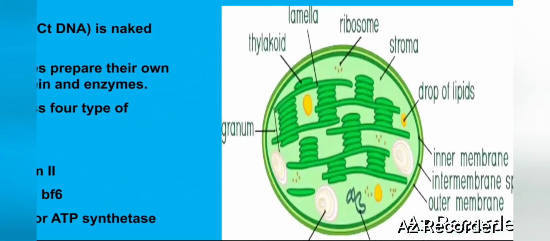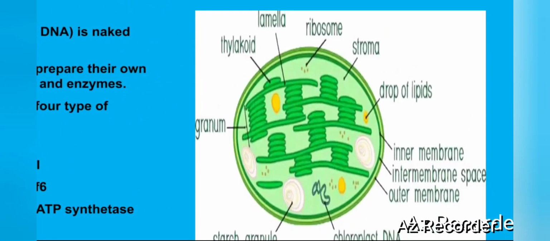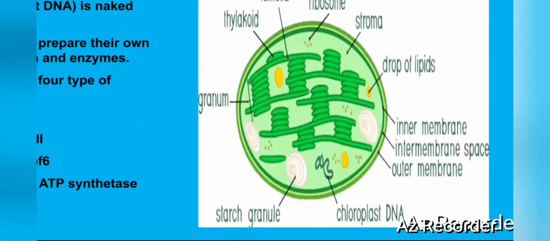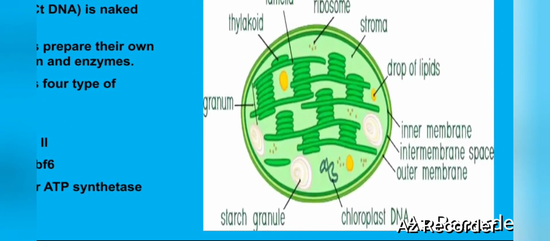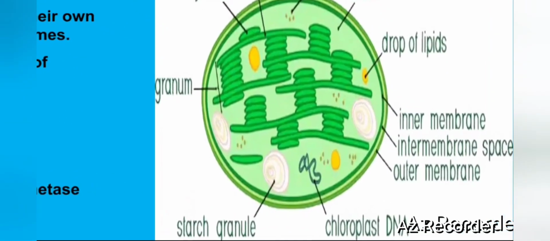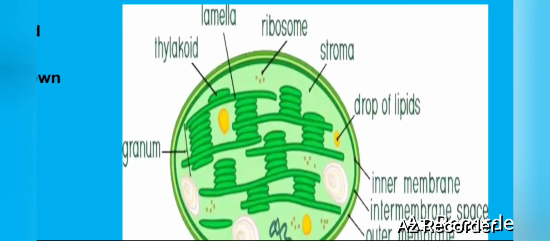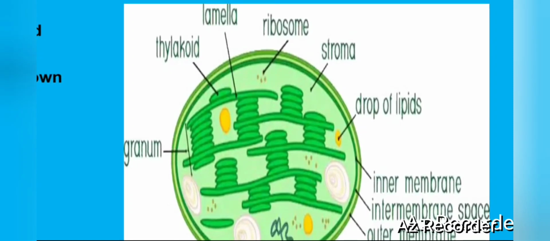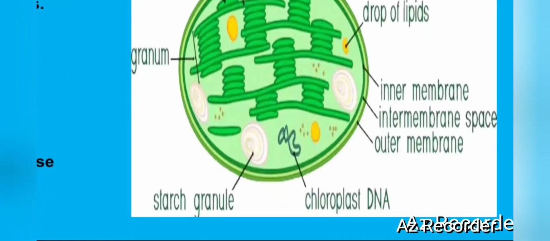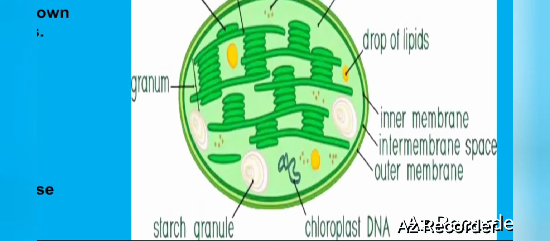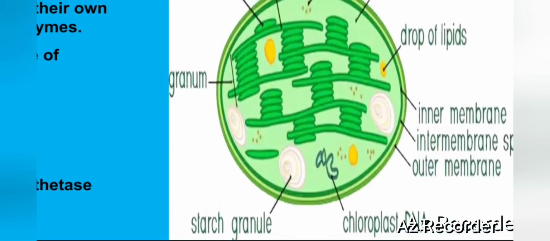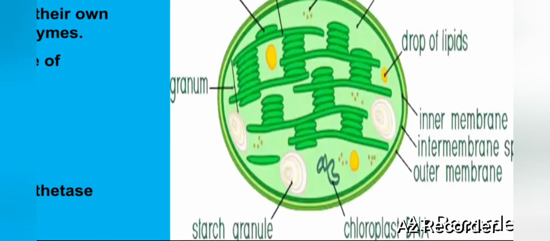Here in the diagram, you can see all the parts of the thylakoid. Here, lamella, thylakoid, ribosome, stroma, fat droplets, starch granules, granum, all the parts we have discussed earlier.